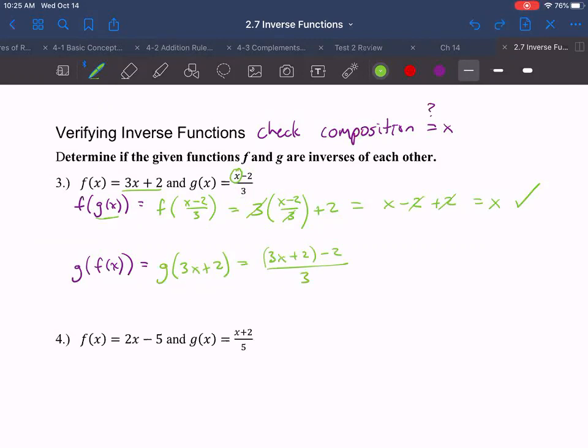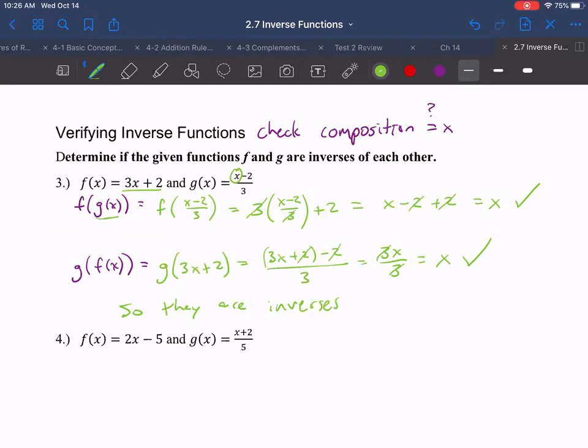Now it's a matter of going through and trying to reduce this. I have 3x plus 2 and minus 2. So those plus 2 and minus 2 are going to cancel, and it'll leave me with 3x over 3. The 3's will then cancel, and I'm left with just x. So you can see here, both ways that I did it, I ended up getting just x. So they are inverses, because they both turned out to be x.